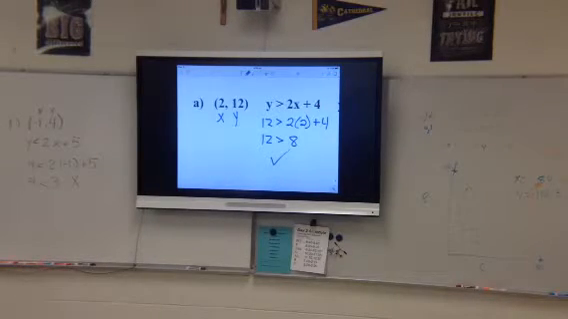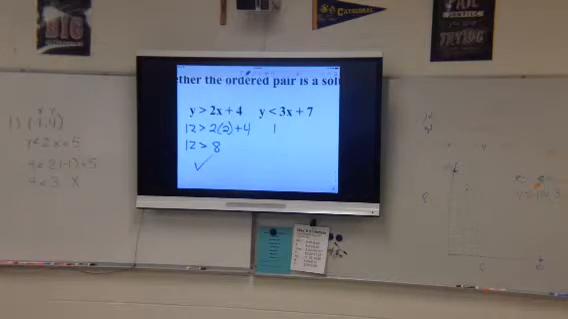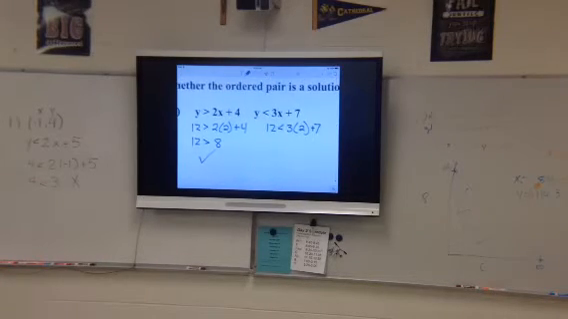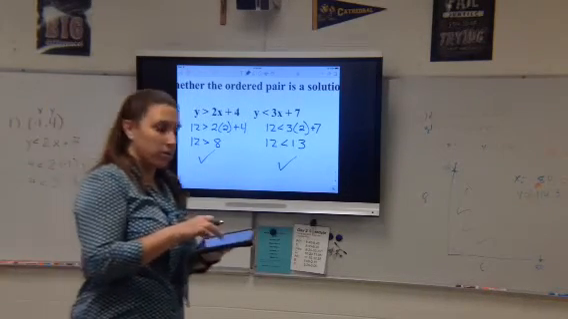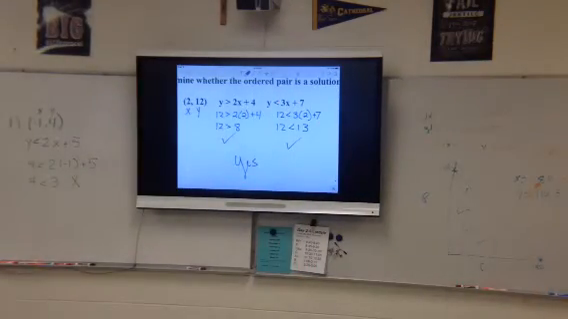Okay? And then now, since that guy's good, we got to check the next one. So 12, again, put it in my y, less than 3 times 2 plus 7. All right? So what is 3 times 2 plus 7? 13. Good. So 12 less than 13. Does that work? Yeah, alligators eat the bigger number again. So if it works for both, then it's a yes. All right? If it works for both, it's a yes.